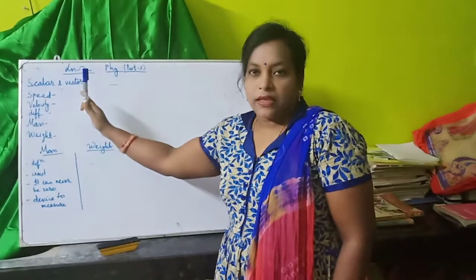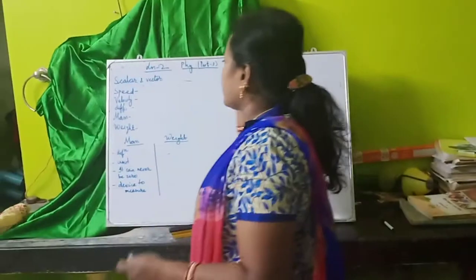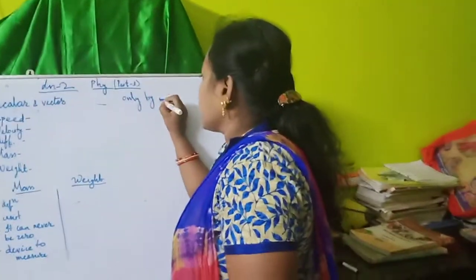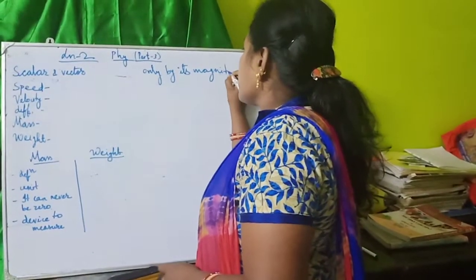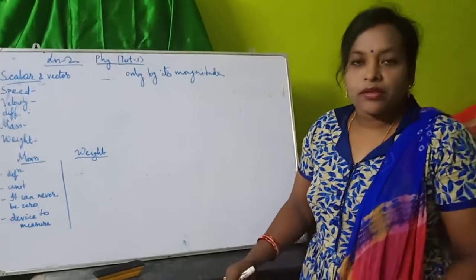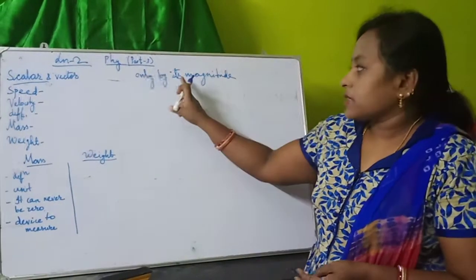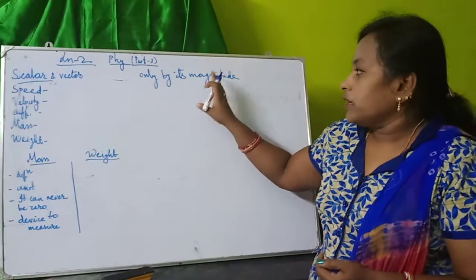So what do you mean by scalar quantity? The quantity which can be described only by its magnitude is known as a scalar quantity. For example, I told you in our last class, distance and displacement. Among them, distance is a scalar quantity, because to express that we need only the magnitude.